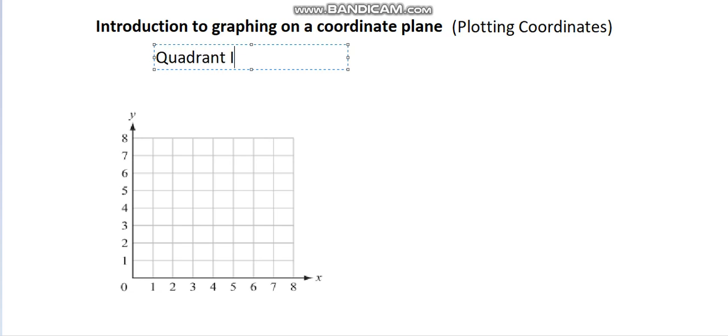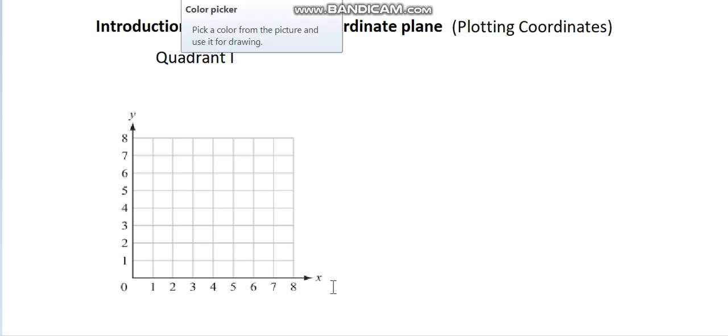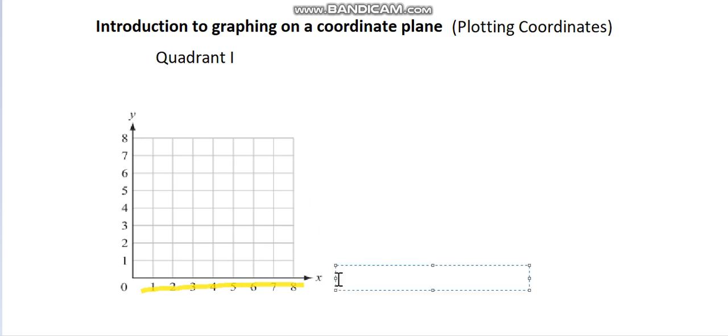Okay, so again, this is quadrant 1. Another bit of helpful information that you may need is that on our quadrant 1, this information here, these numbers, lie on what you call the x-axis. And the x-axis always comes first when you read a graph. Always comes first.